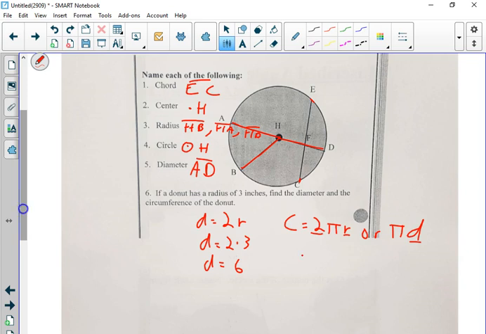Well, we know the diameter is 6, so let's just jump to that right now. 6 times pi, and that would be an appropriate answer if we wanted to leave it in terms of pi, or 6 times 3.14 is 18.84 inches, and this would be 6 inches. And we are finished.